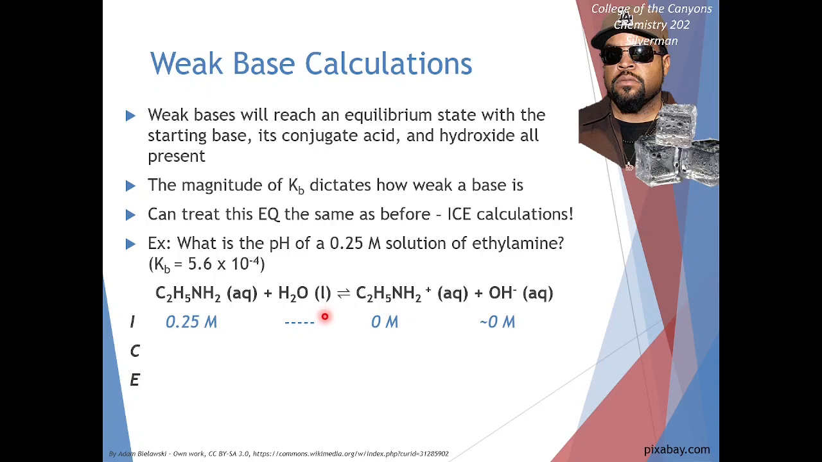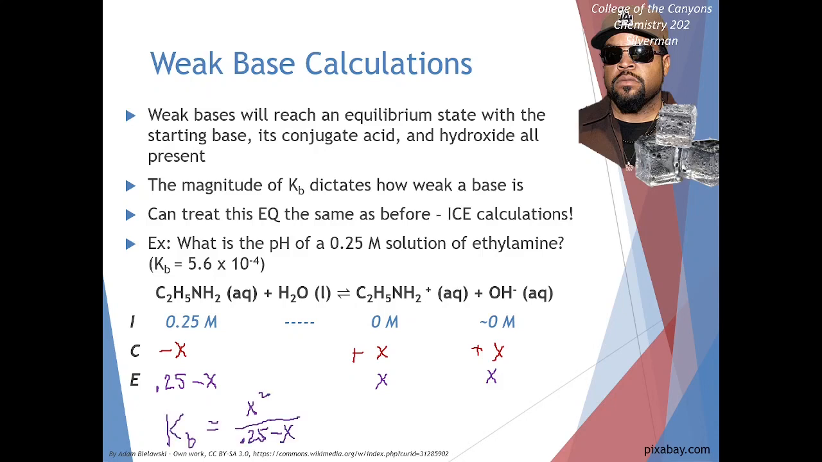Now it's just a matter of solving for this ICE table. Let's say we do this reaction x number of times. Our equilibrium concentrations, therefore, have to be this. We can use these concentrations in our K expression. We know Kb, we can set up an equation and solve.